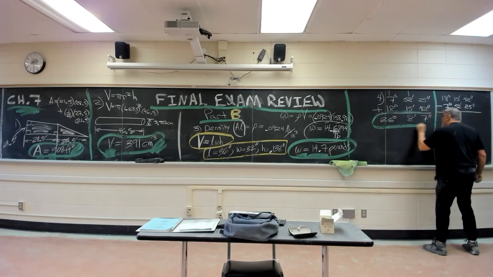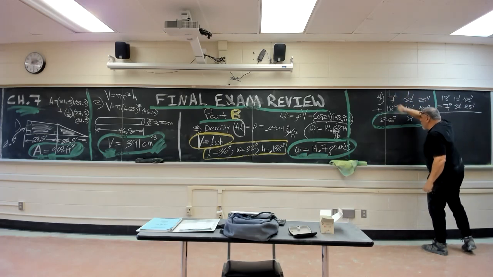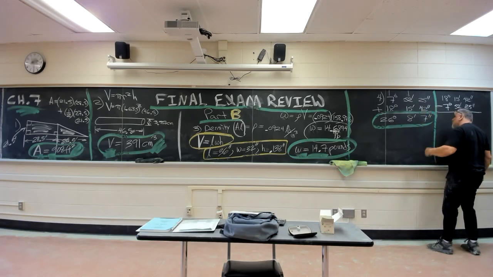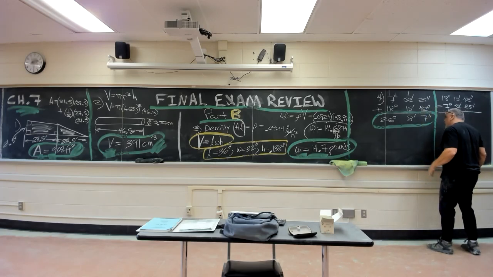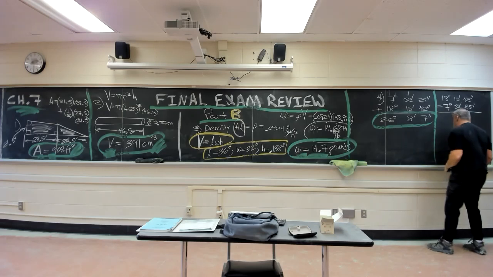You're carrying stuff off. As soon as you reach 60, you put 1 over here. However many groups of 60 you reach, every time you reach 60 seconds, it's 1 minute. Every time you reach 60 minutes, it's 1 degree. And that's the way you play it.